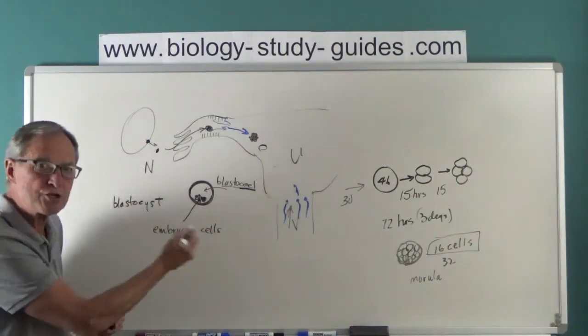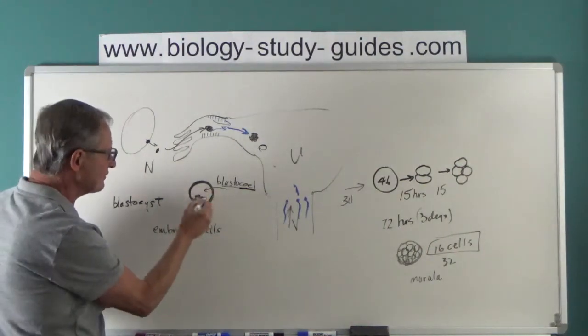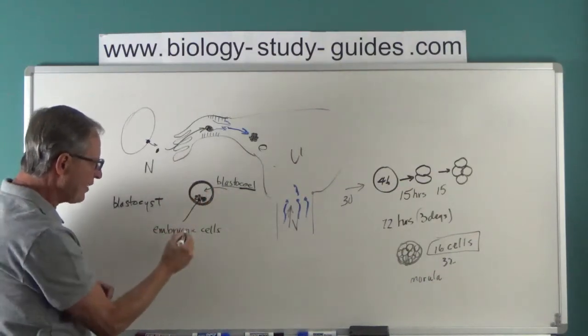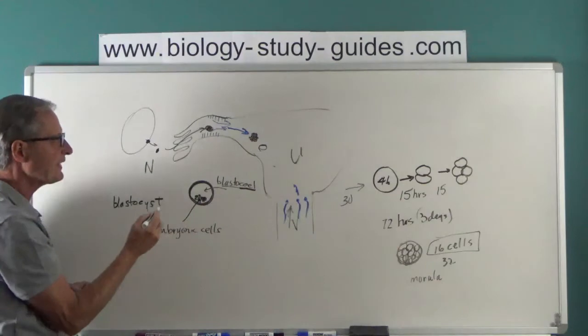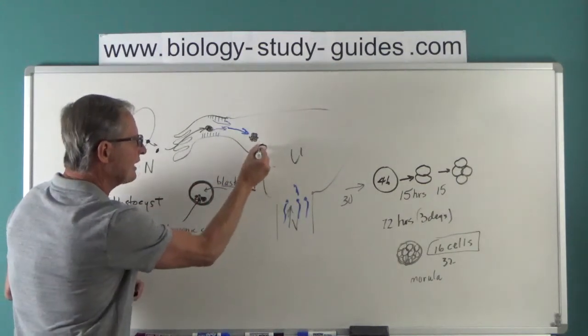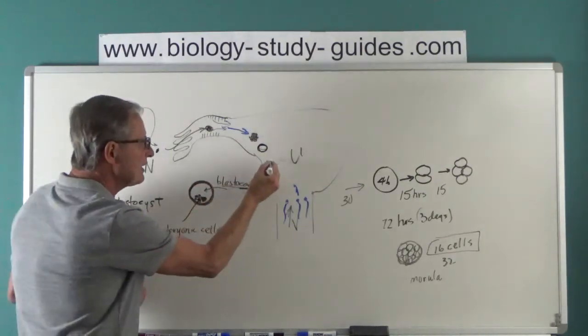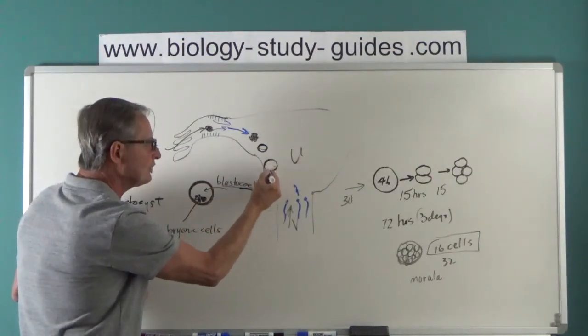They have the potential to become the embryo. So what we have is this outer ball of cells, and the embryonic cells which are inside that. And that structure exists along in here. Now, sooner or later, this structure is going to come into contact with the wall of the uterus.